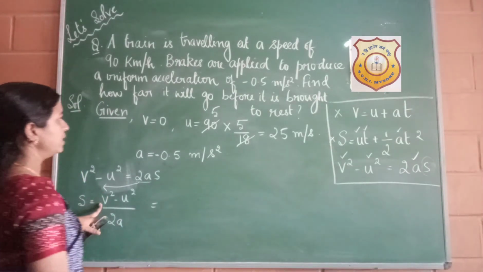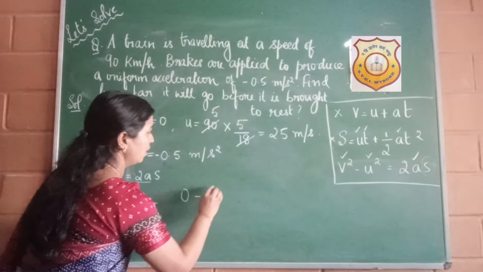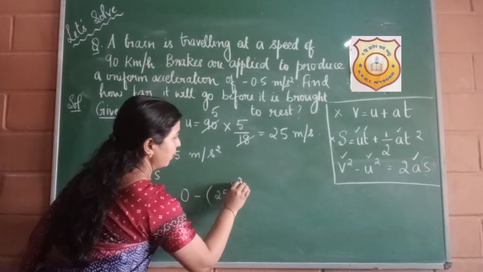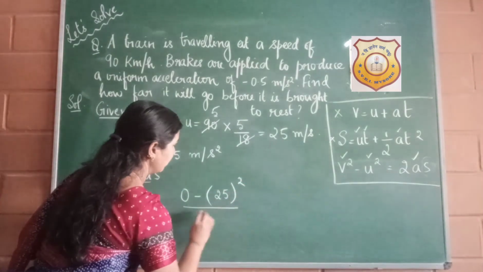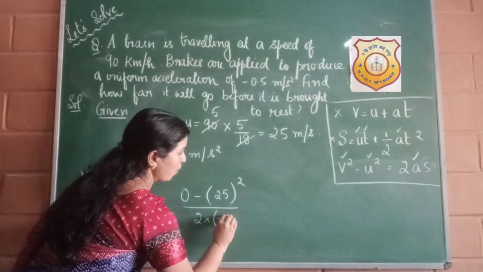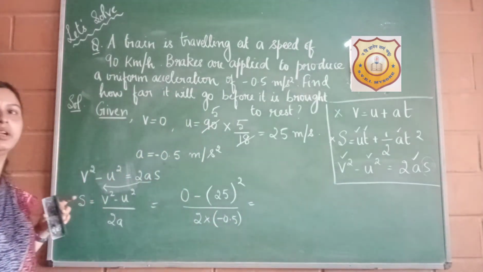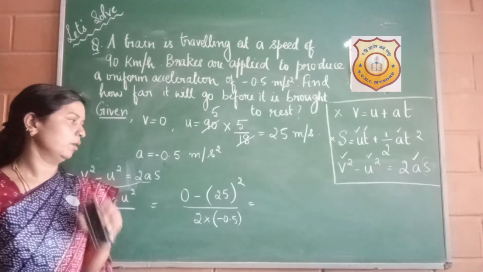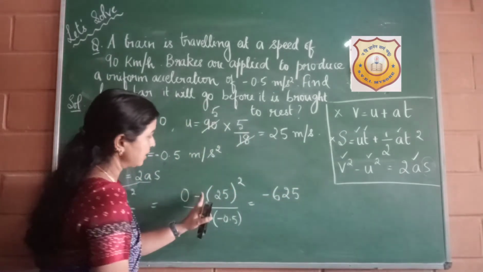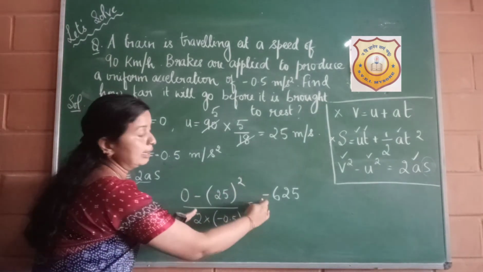Look carefully. v square, 0 square, which is nothing but 0, minus u. What is the value of u? 25. So u square means 25 square, by 2 into a. What is the value of a? Minus 0.5. Now 25 into 25. Very good, 625. So it is minus 625. The sign is outside the bracket, so you will take the square first and then add the sign.